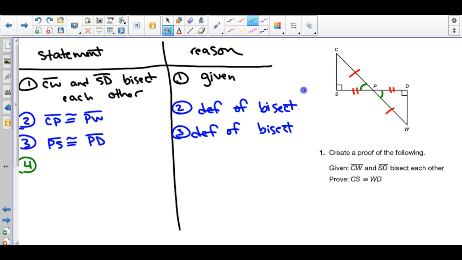are vertical angles. Okay, so the ones that I made green marks by, these are congruent, and we have the intersecting lines here, which create two angles across from each other that are congruent. They're equal in measure. So I'm going to say that angle CPS is congruent to angle DPW, and that is vertical angles.